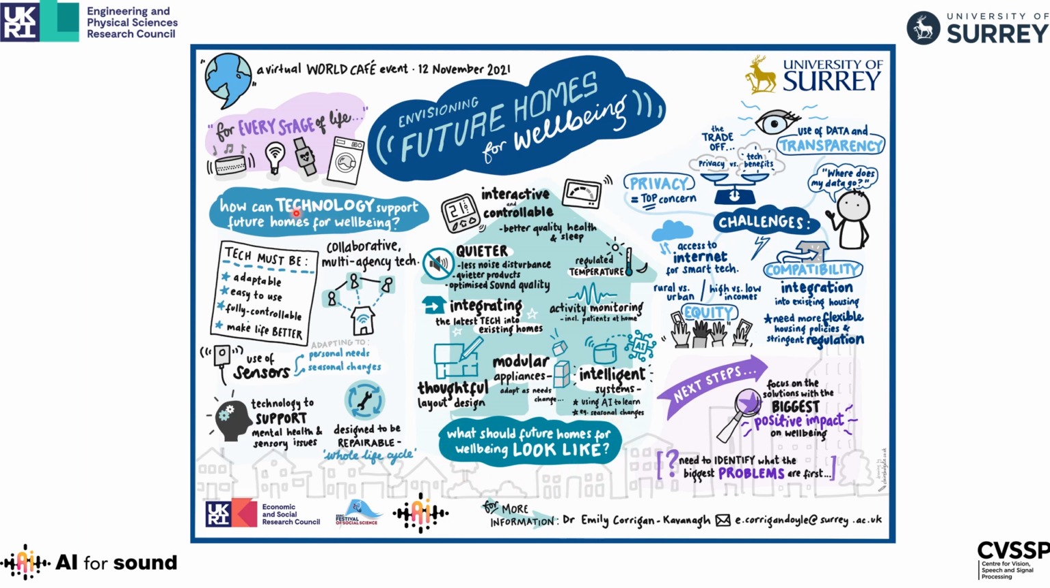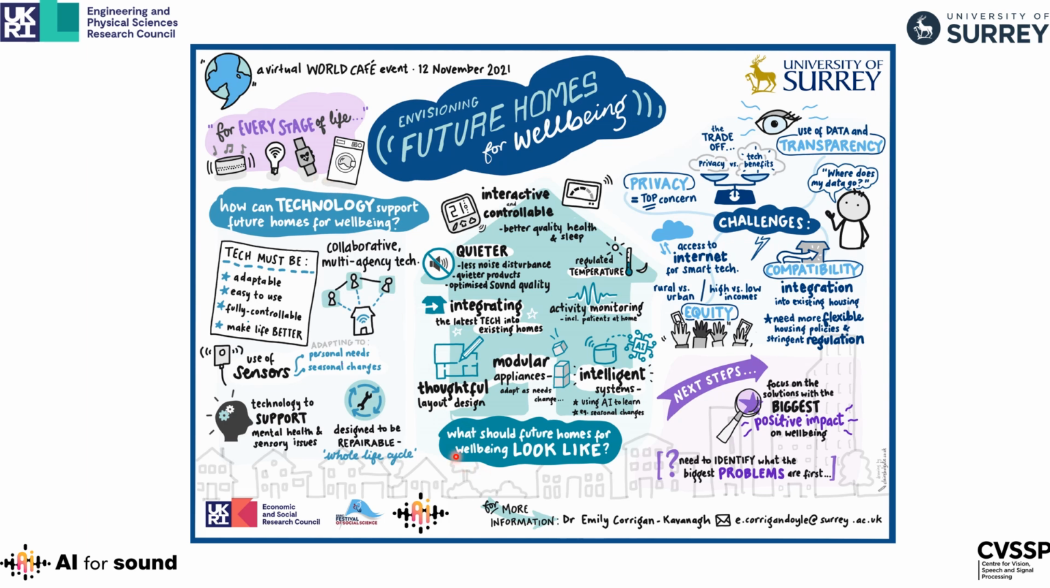So from the discussion, what came out is that the technology must be adaptable, easy to use, and it should make life better. It's important to use sensors based on personal need and seasonal changes. It should be adaptive, and technology should be meant for every stage of life. For example, it should be compatible with young adults and old people as well.